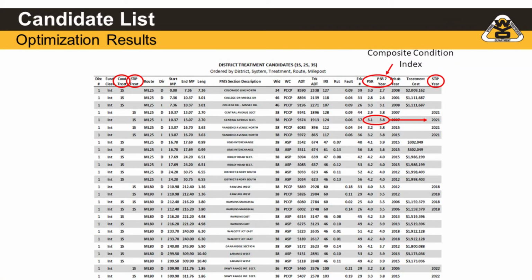We also produce that 7th year right here. You can see the PSR 7th year, and what it's going to look like in that out year for the STIP. It helps our district engineers pick those projects correctly, because one of the biggest things I stress is doing the right treatment at the right time at the right location. If they can see what it's going to look like at that 7th year based on the deterioration curves, they have confidence that they're choosing the right locations.